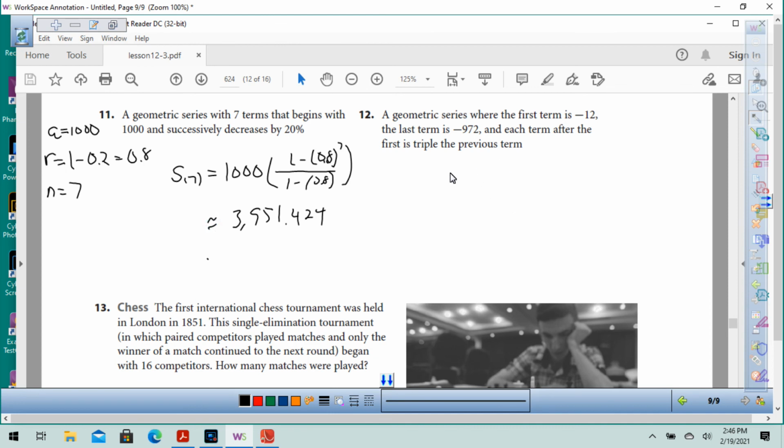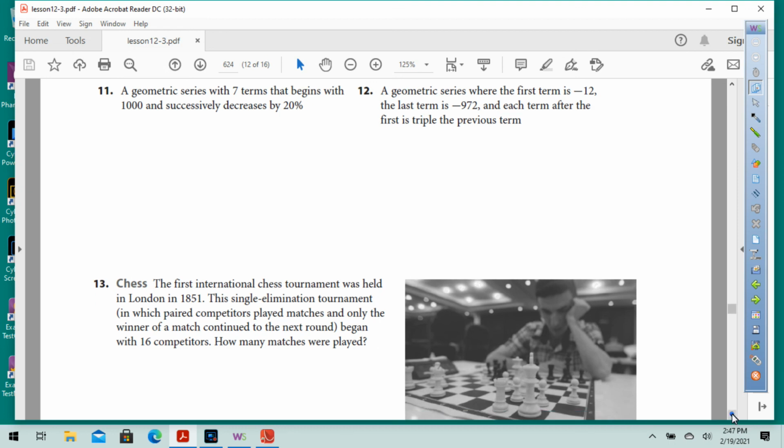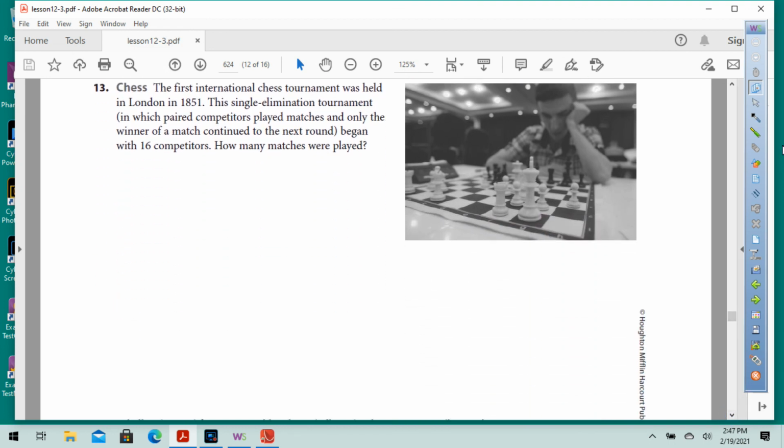Number 12. Show your work. I want you to do it on your own. And the answer, let's see, first term and these terms, okay. So s sub, and you got to figure what that is, and the answer is negative 1452. All right, good deal. You're doing wonderful. And let's try number 13.